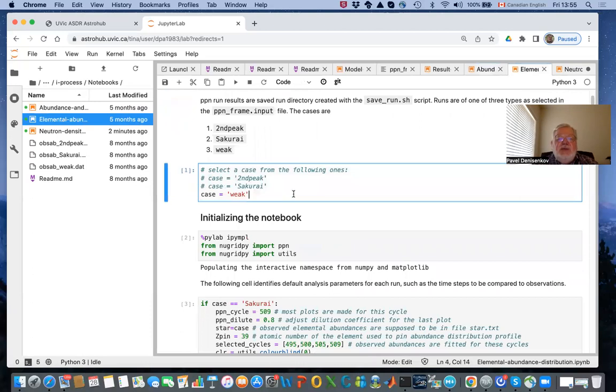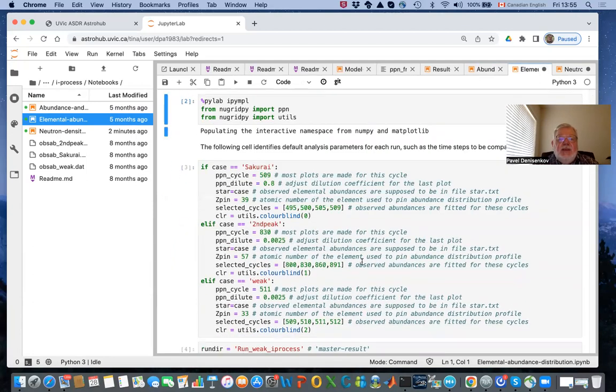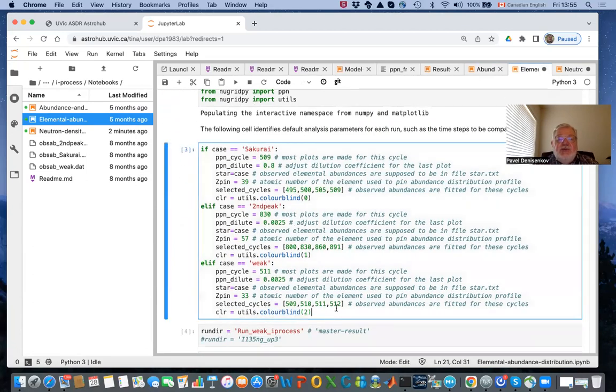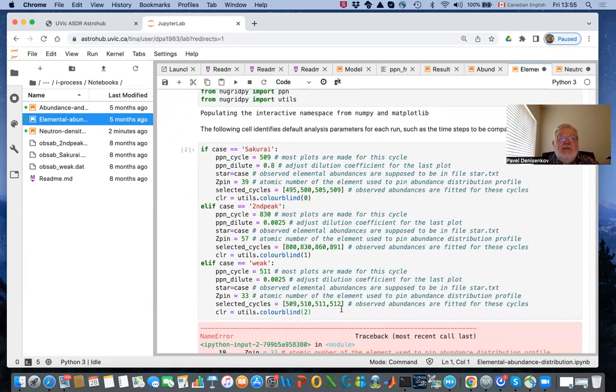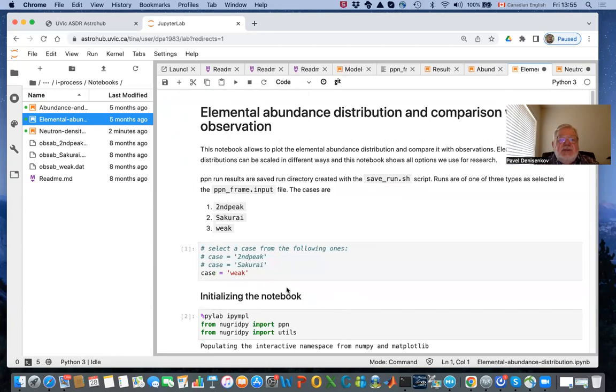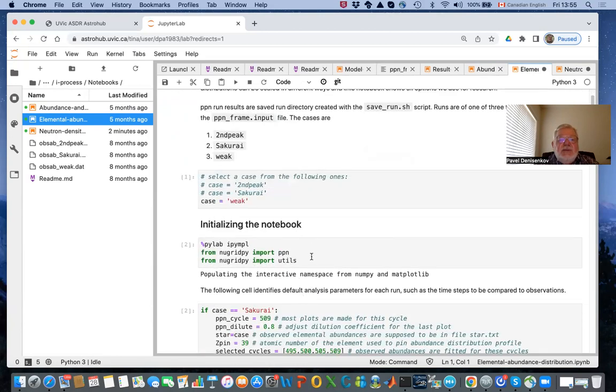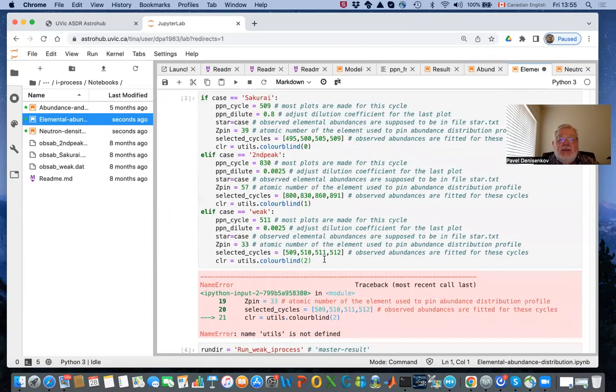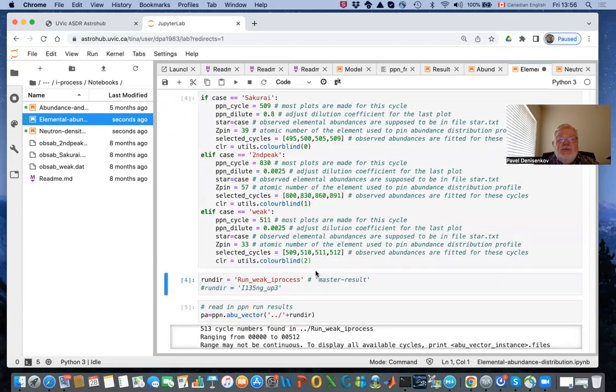We still have a case weak. Execute this one. Execute this one. So this cell chooses the right setup for cells for the case. We have weak case. What's happened? Name of tills is not defined. I didn't execute this cell. No, I did execute it. Probably not. Yeah, probably not. So all cells should be executed. Now it's okay. Run with process.